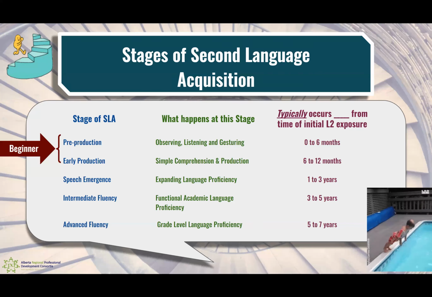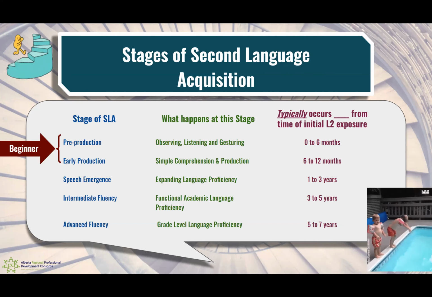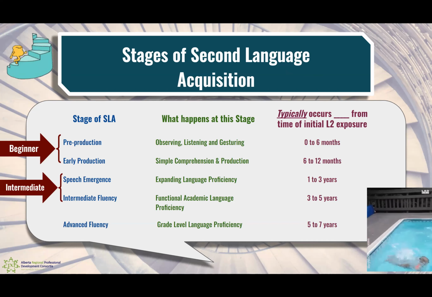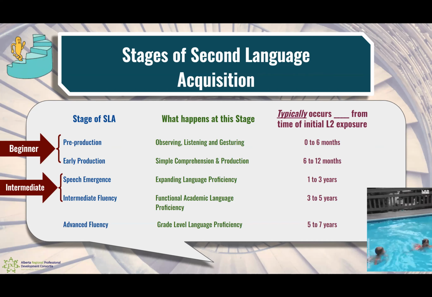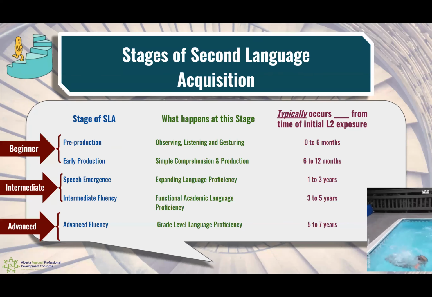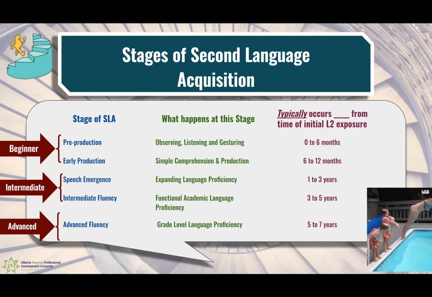So, if you break it down, and we'll look at the benchmarks in a minute, the first, pre-production and early production stage, would be beginners in their process of learning language. Then there's our intermediate learners, if we group the speech emergence and intermediate fluency stages together. And then there would be the advanced stage, where they're working and using the language of their grade level peers.